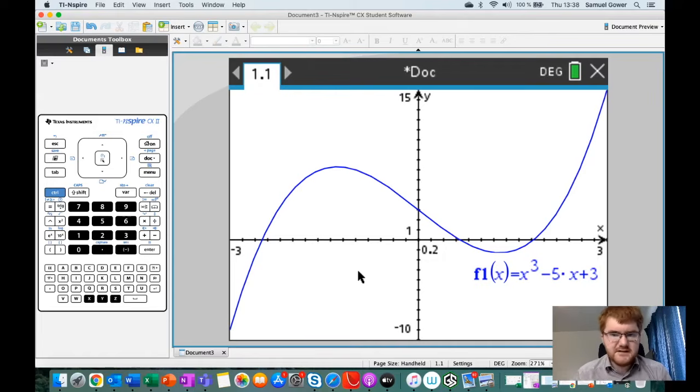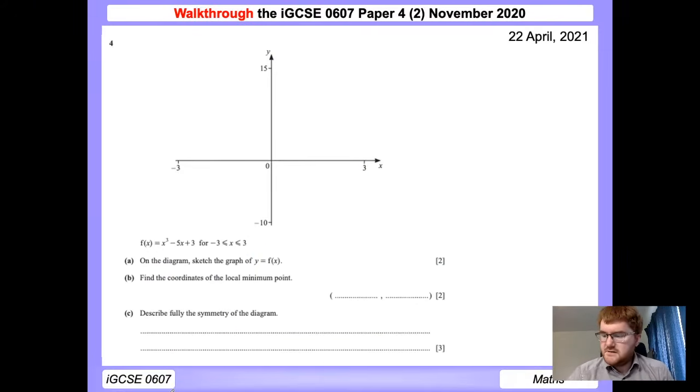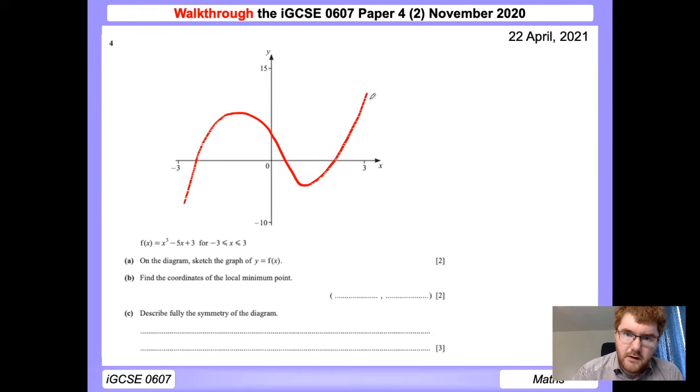So we have our typical cubic shape here. Notice it crosses the x-axis 3 times, it crosses the y-axis once. So we're going to copy that across and make sure we have a good sketch. So let me get my pen ready. So it goes up, it crosses in the positive quadrant here, and then we go upwards like so. So there's a 2-mark question.